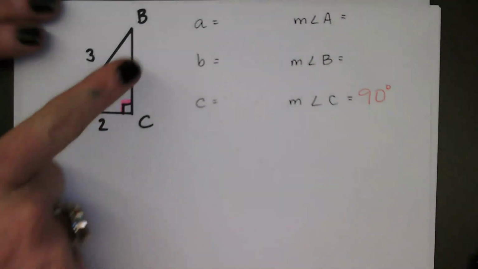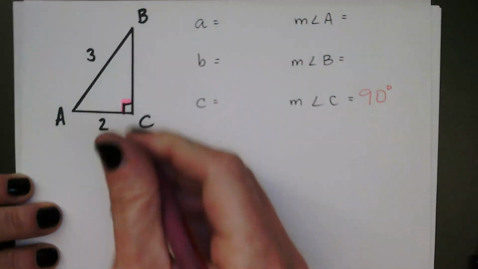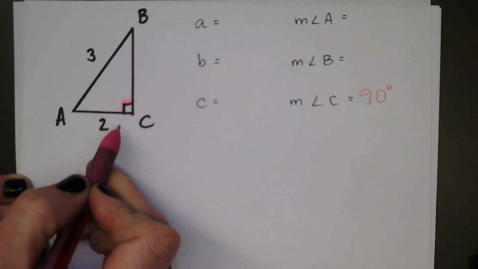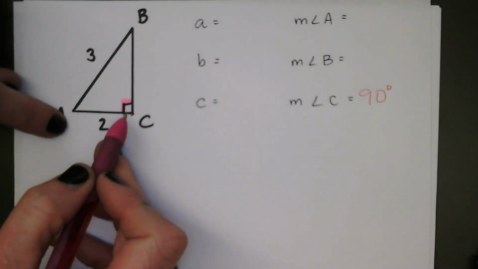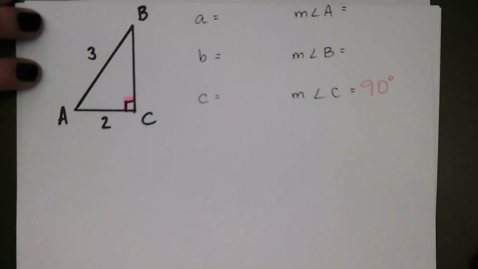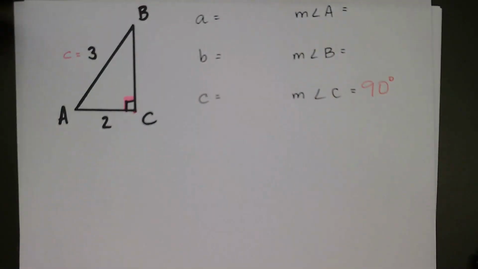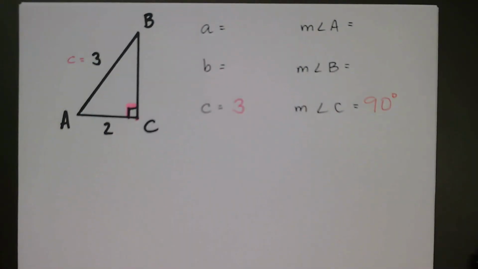Now, they're not labeled in the picture as a, b, and c, so it is actually really important that we understand how the right triangle notation works. Capital letters are for the vertices, so this is angle C. Directly opposite is going to be the lowercase letter, and that's going to be the side. So if this is angle C, directly across the triangle on the opposite side, this is going to be side c. So my side c is 3. So I'm going to put c is 3.